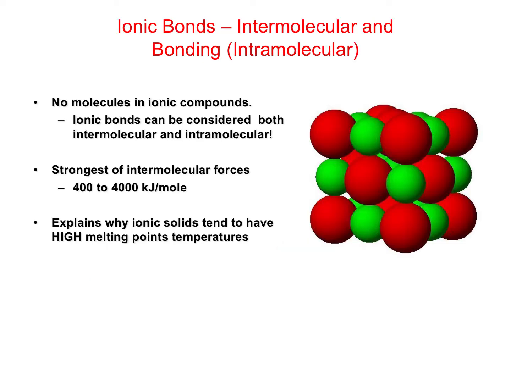We also mentioned ionic bonds. And so ionic bonds are kind of weird in terms of intermolecular forces because in ionic compounds we don't have molecules, right? We just have the alternating positive and negative ions. But in terms of the properties that bonding forces and intermolecular forces influence in covalent molecules, the ionic bonds sort of influence all of those. And so we can sort of think about ionic bonds as being both intermolecular and intramolecular.